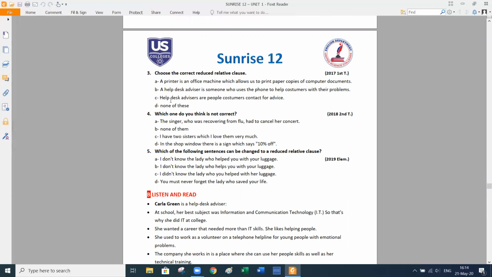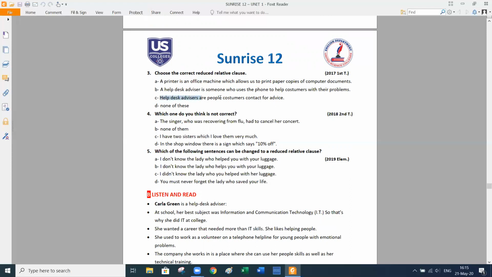And B says, a help desk advisor is someone who uses the phone to help customers with their problems. Who, relative pronoun, uses is the verb. Again, the relative pronoun comes immediately before the verb, so it's the subject, not object, and it's still there in the sentence. It's not reduced, and it cannot be reduced. C, help desk advisors are people customers contact for advice.